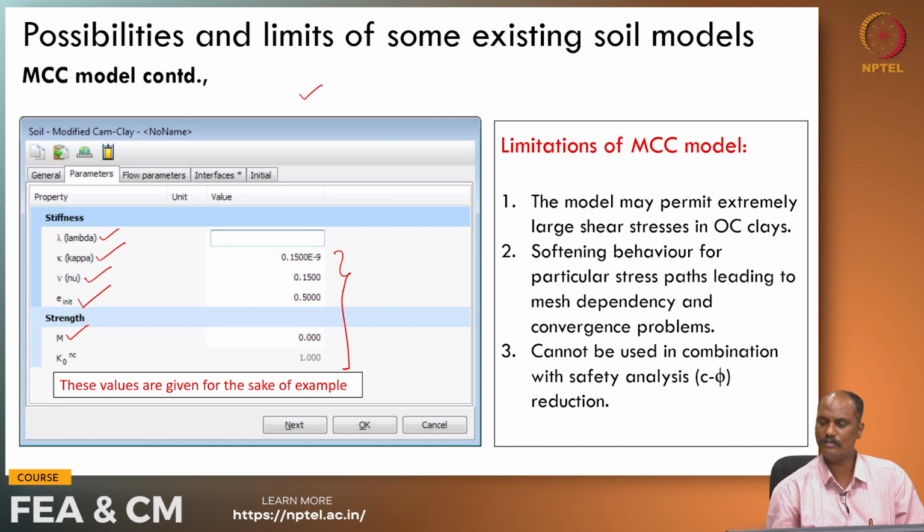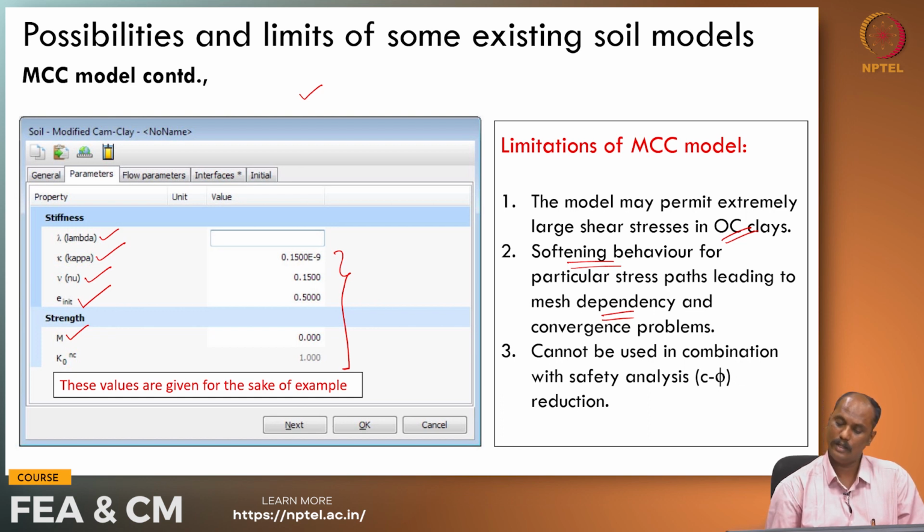When it comes to the limitations of this particular model, it may permit extremely large shear stresses when it comes to over consolidated clays. So, this is not at all useful for OC clays, it is suitable only for near normally consolidated soft clays or NC clays. The softening behavior for particular stress paths or mesh convergence problems is also one of the limitations of the MCC model or modified Cam clay model. So, you have to be pretty much careful about the mesh size and the softening behavior that happens occasionally.